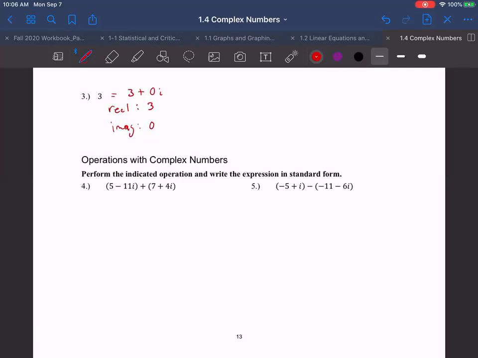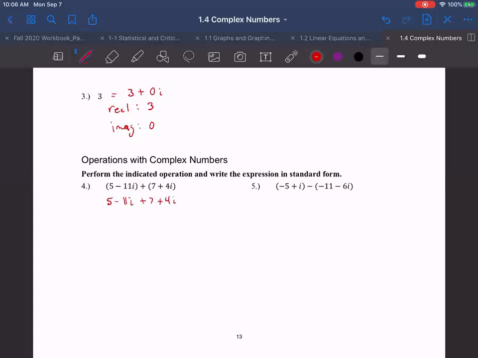So let's take a look at some operations with complex numbers. Here we're going to do some addition. We're going to add some complex numbers together. And essentially, you just add up the real numbers together and you add up the imaginary numbers together, and that's what you get. So we don't really even need these parentheses. It's going to be 5 minus 11i plus 7 plus 4i.